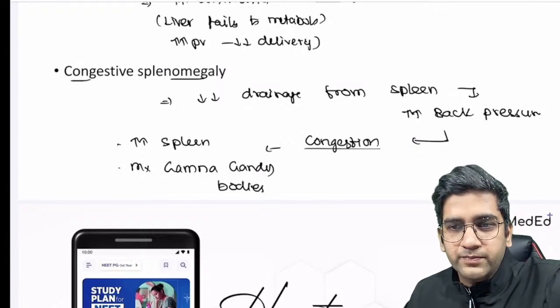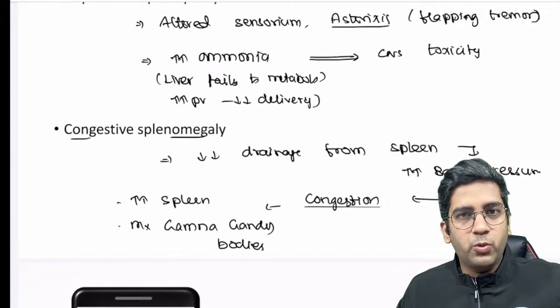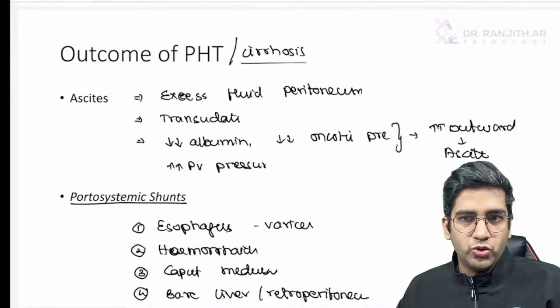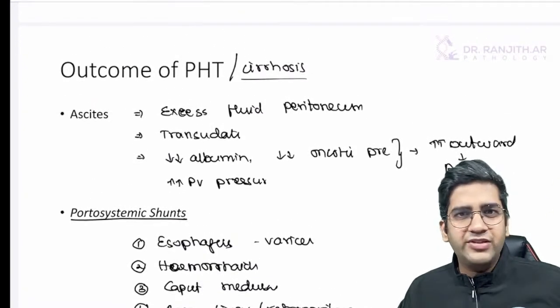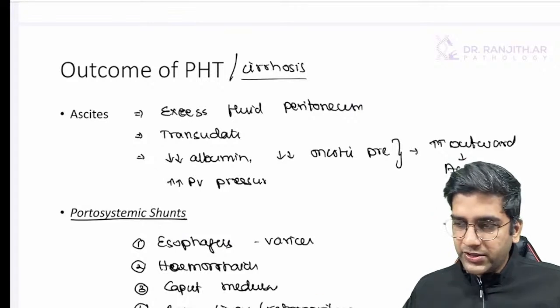Ask live doubts. Okay, so these are the main four outputs of portal hypertension. The same four outputs you can write for your cirrhosis also. In addition to multiple findings you must have seen in cirrhosis, you can add this to your classical cirrhosis as well as portal hypertension. Fine.